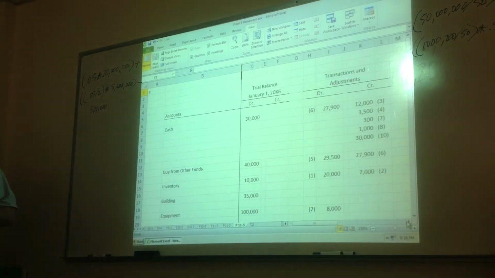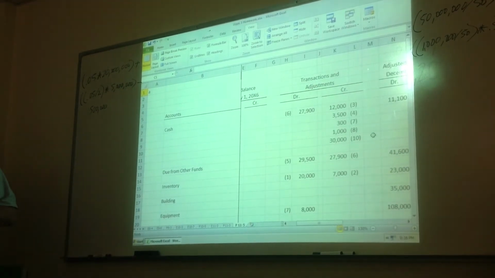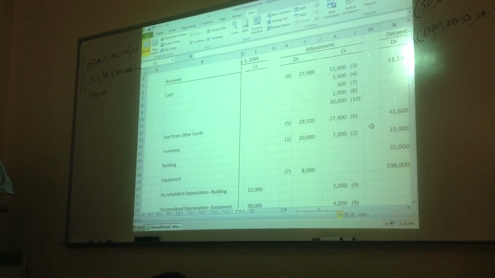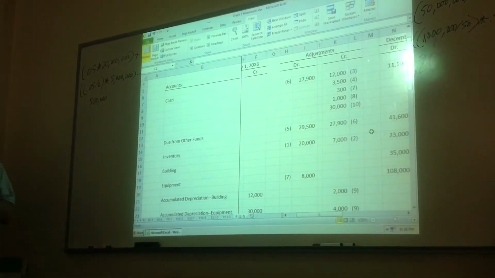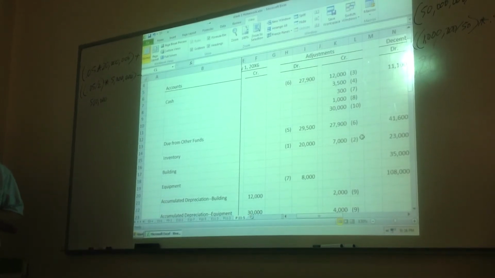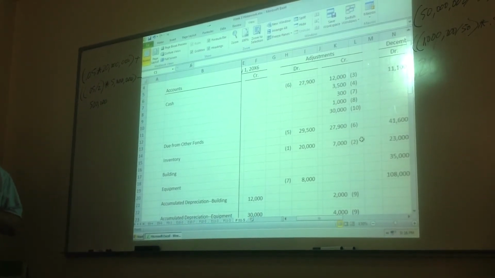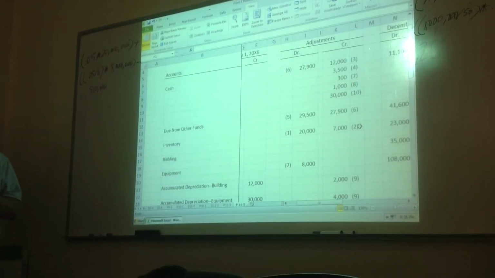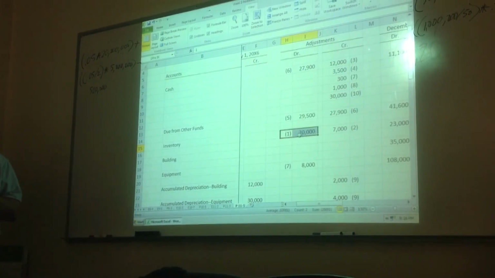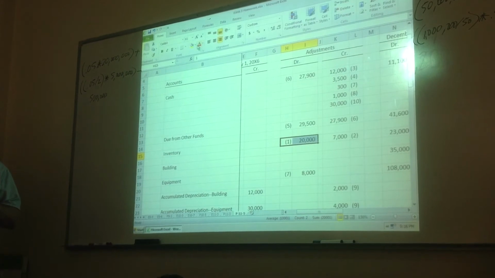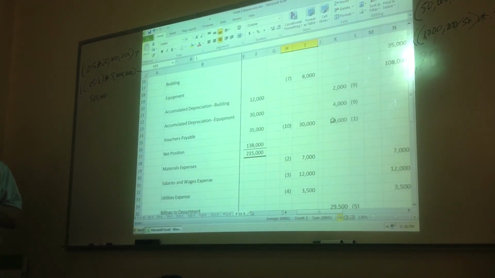Then in your transactions and adjustments, okay, number 1, materials purchased on account, 20,000. What do you think the entry is? Debit to inventory. Credit to accounts payable. Good. Debit to inventory. Credit to accounts payable.